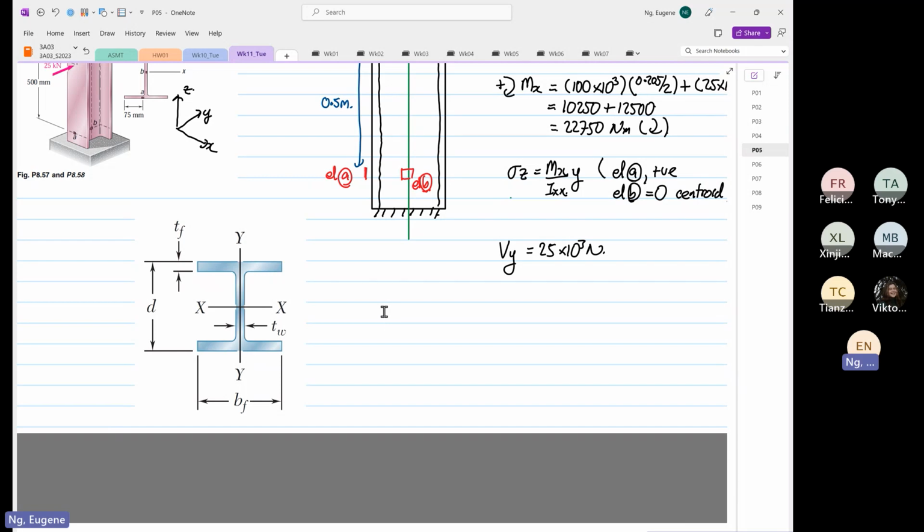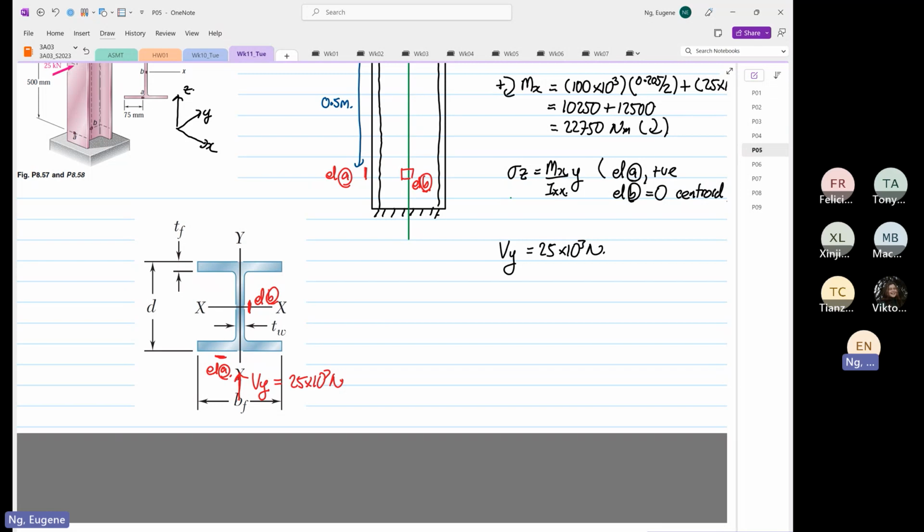So we know that we have a Vy, and this Vy is 25 times 10 to the power 3 Newton. And over here, this is our element A, and over here, this is our element B. Element B is easy. We know that it will not be equal to 0 due to Vy.